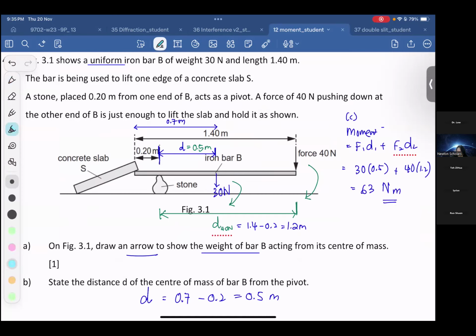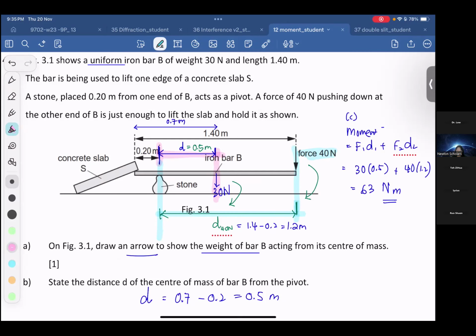So I'm using the highlighter. This distance until the 40, until the pivot, dear. Until the pivot. Then I'm using another one, the weight until the pivot. This is the distance. Is that clear, dear? The total clockwise moment is caused by two forces. One is 30 Newton, one is 40 Newton. Is that clear? Can I proceed?